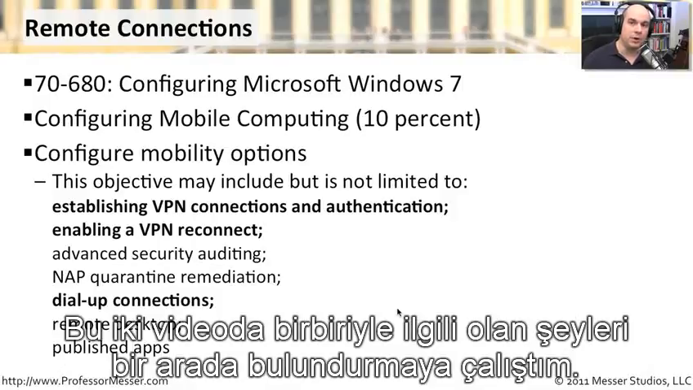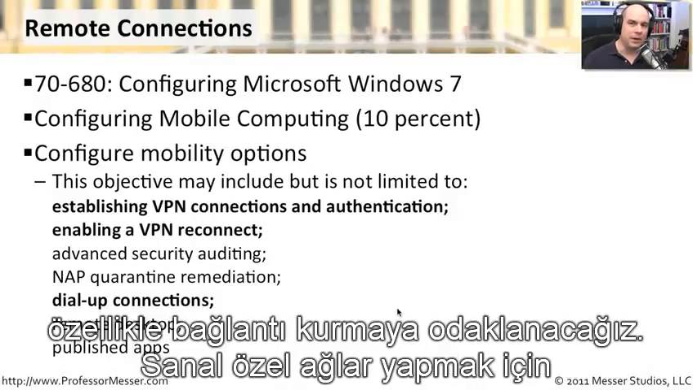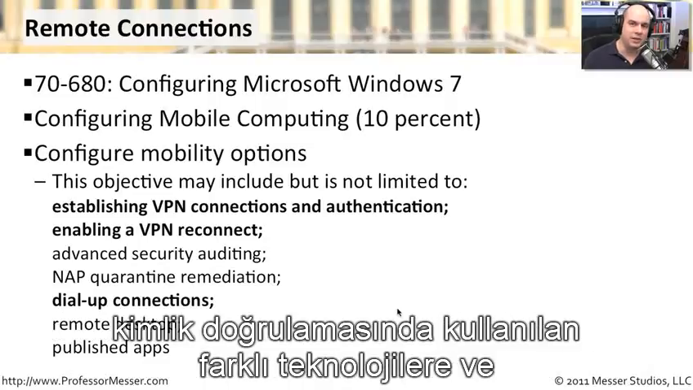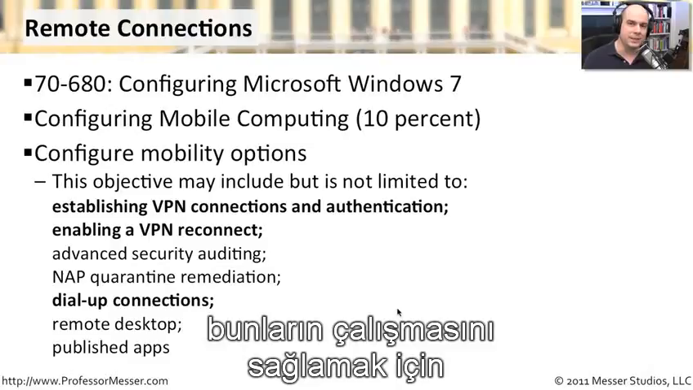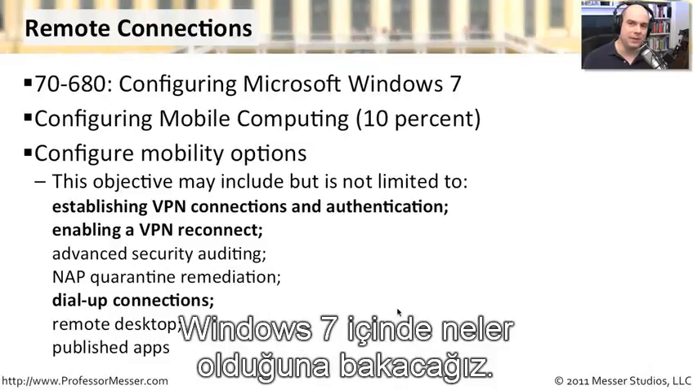So in this video, part one, we're going to focus solely on connecting. We're going to look at the different technologies used for authentication, for doing virtual private networks, and see what it takes inside of Windows 7 to get that all working.